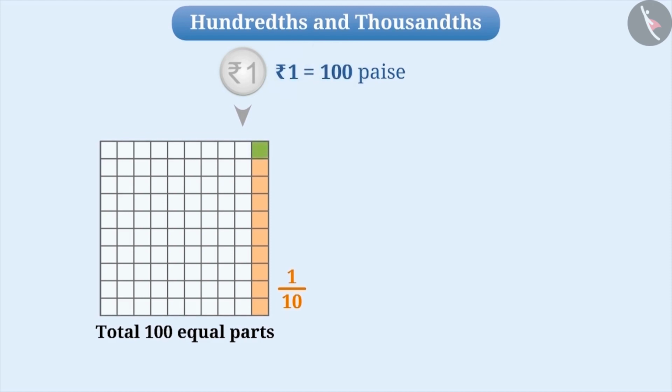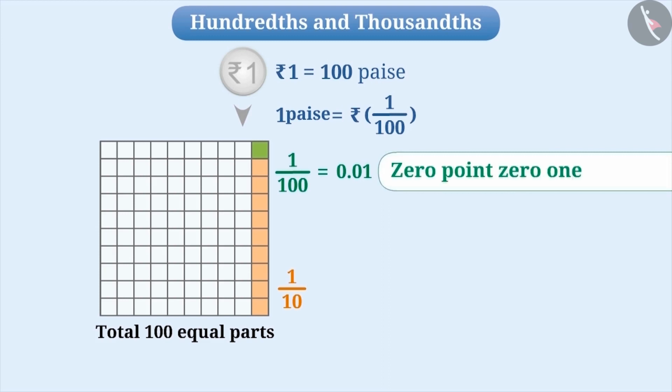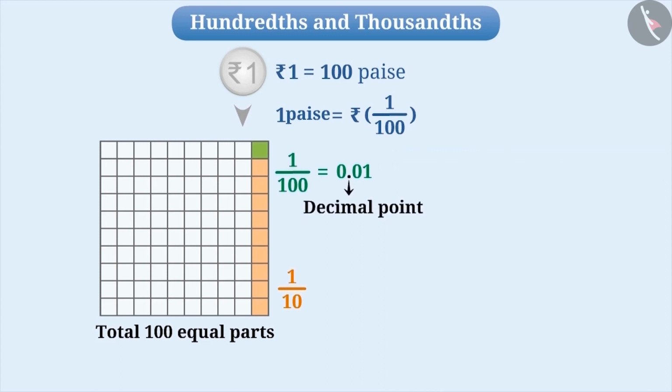If we talk about one part, this will be the 100th part of a whole square. That means 1 paisa is a 100th part of 1 rupee. This is a fraction whose numerator is 1 and the denominator is 100. A fraction with denominator 100 can be written in decimal form. 1/100ths can be written like this. We read it as 0.01. Here, there are 2 places after the decimal point. The first place to the right of decimal point is tenths, and the second place to the right is hundredths.